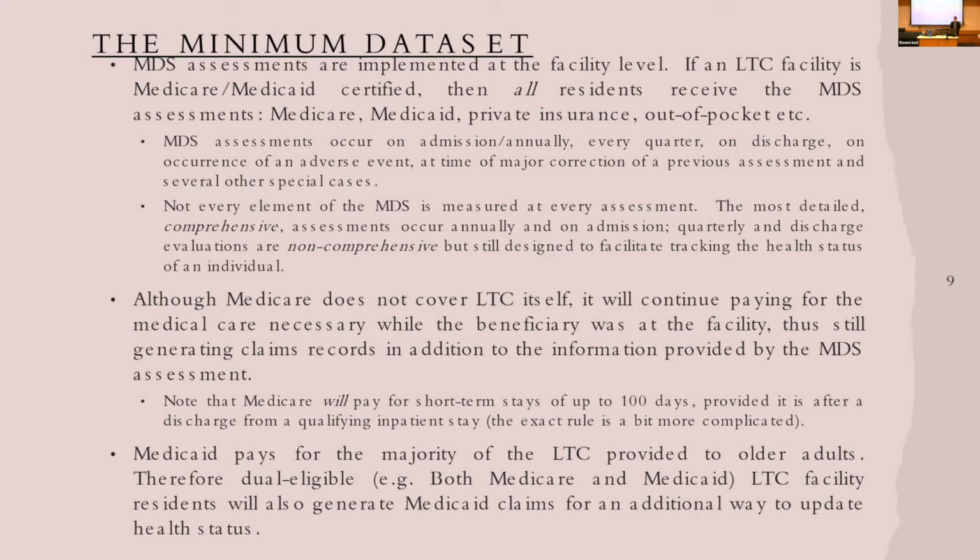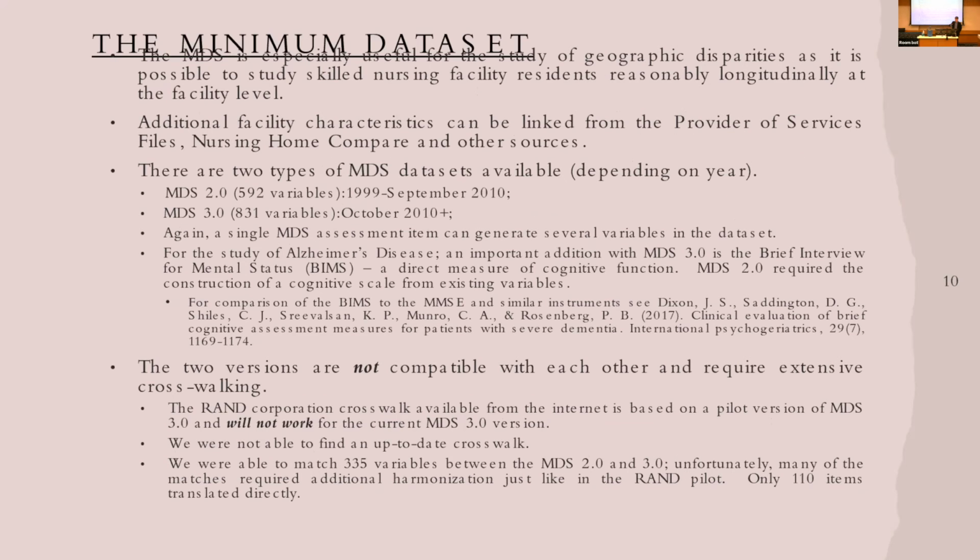The economists may disagree. They'll care a lot more. But, from health, not so much. So Medicaid pays for the majority of the LTC provided to older adults. Therefore, dual eligible LTC facility residents will also generate Medicaid claims. You can link all things and cross-reference.